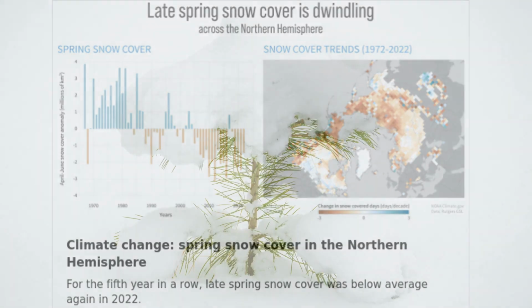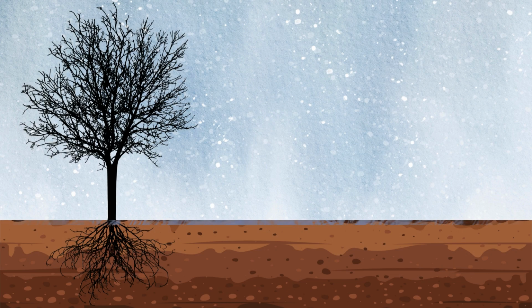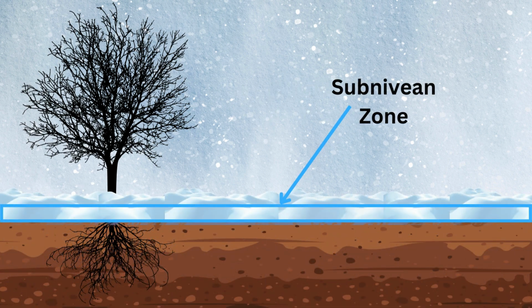If you've ever bought a new tree, you know how hard winter can be. A hard winter and you might have to buy a new tree for the next year. This is because if temperatures get too cold, it can actually kill off the tree's root system. The Subnivean zone helps to insulate the roots of plants and trees.